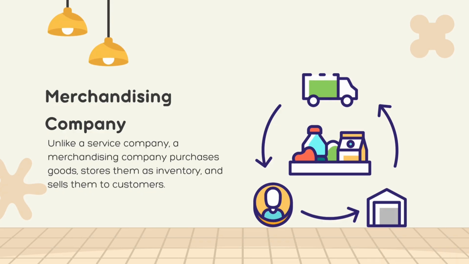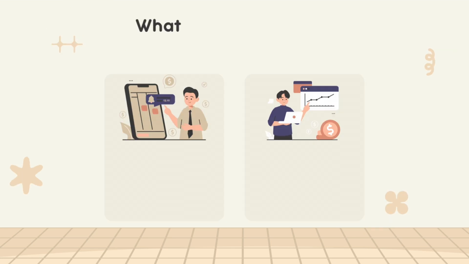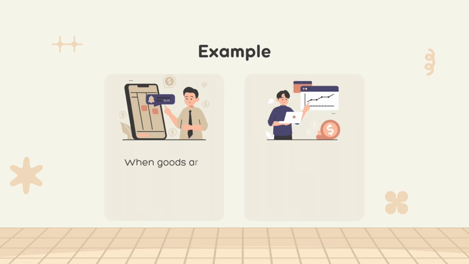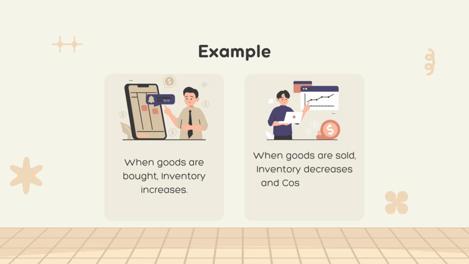Unlike a service company, a merchandising company purchases goods, stores them as inventory, and sells them to customers. Because inventory constantly changes, many merchandising companies use the perpetual inventory system. What does perpetual mean? It means inventory is updated continuously. Every purchase and every sale is recorded instantly. For example, when goods are bought, inventory increases. When goods are sold, inventory decreases and cost of goods sold increases. The perpetual system allows managers to always know how much inventory they have at any moment.